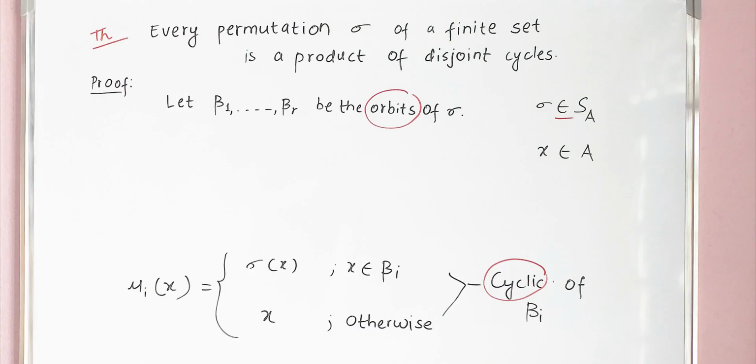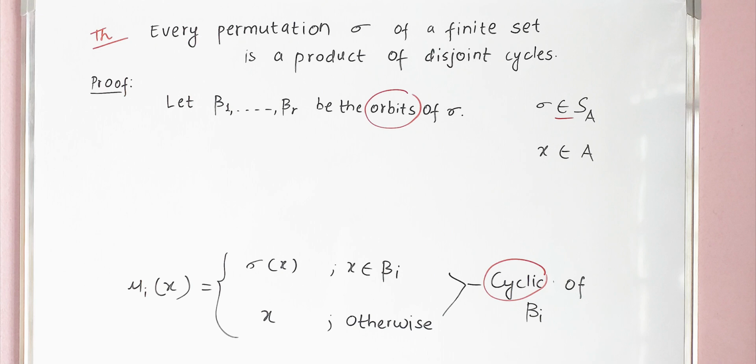Hi everyone, this video is on a theorem of group of permutations. It states every permutation sigma of a finite set is a product of disjoint cycles. Proof: let sigma be a permutation of set A and let beta_1 dot dot dot beta_r be the orbits of sigma.